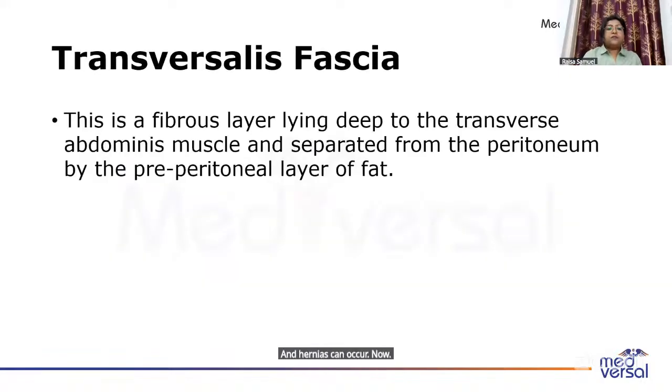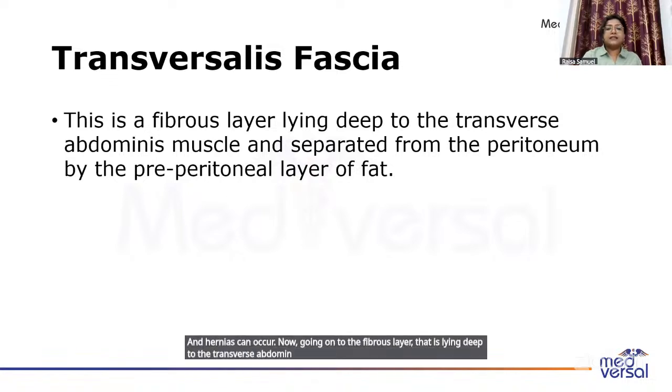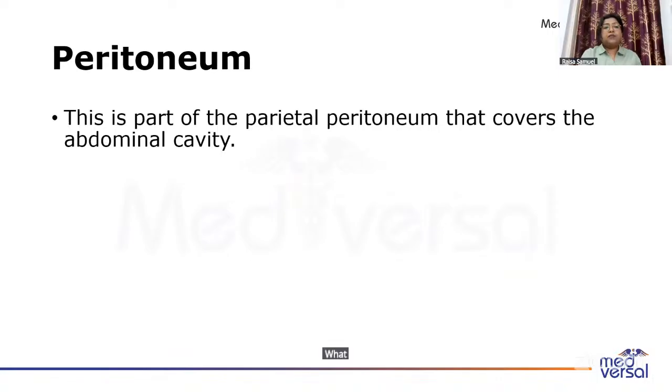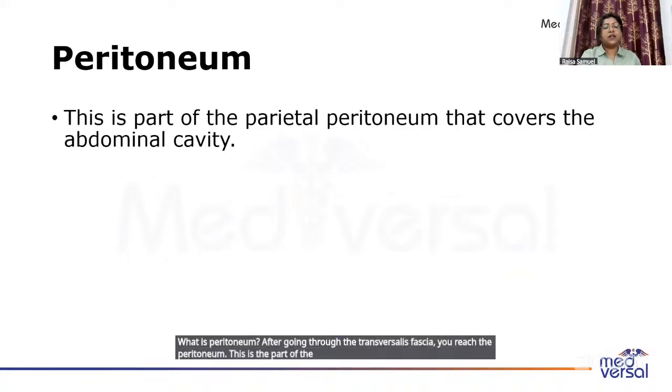Now going on to the fibrous layer that is lying deep to the transverse abdominis muscle and is separated from the peritoneum by the preperitoneal layer of fat, is called the transversalis fascia. What is peritoneum? After going through the transversalis fascia, you reach the peritoneum. This is the part of the parietal peritoneum that covers the abdominal cavity. It is a thin glistening layer, like a flimsy glistening layer that is seen, which covers all the visceral organs.